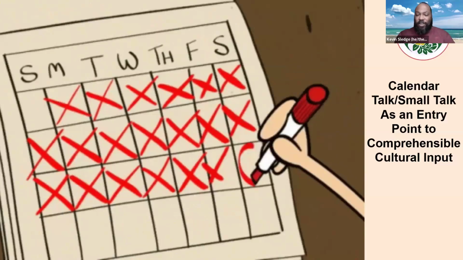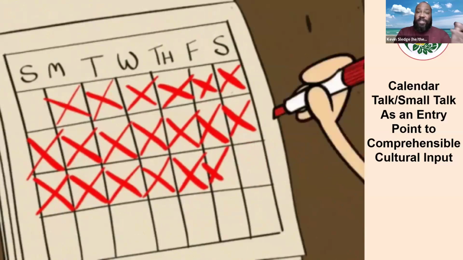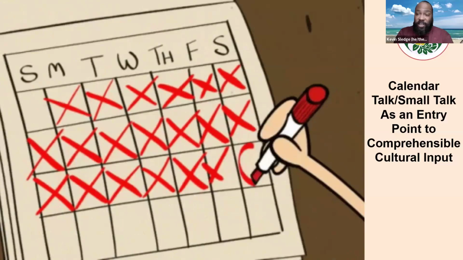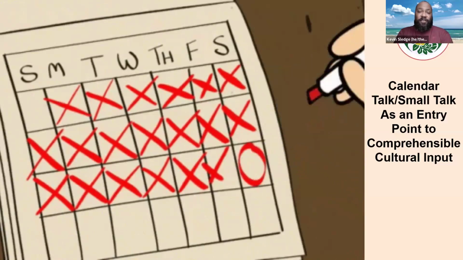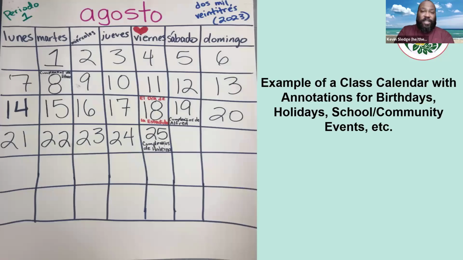Calendar talk. You can easily use calendar talk to talk about different holidays in the students' cultures, in American culture, in, you know, the cultures of the Spanish-speaking world. You can see here I have an example of a calendar that I have made with students in my class. It has students' birthdays. We can put school and community events like football games and homecoming. We can talk about those things, etc.